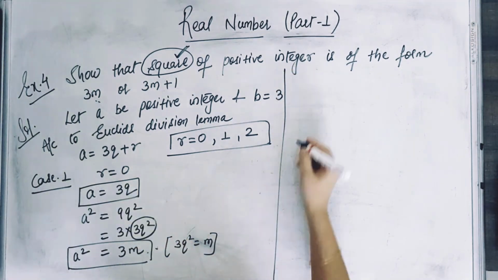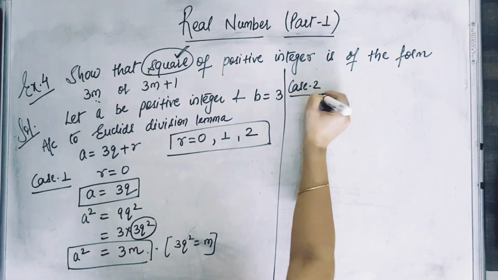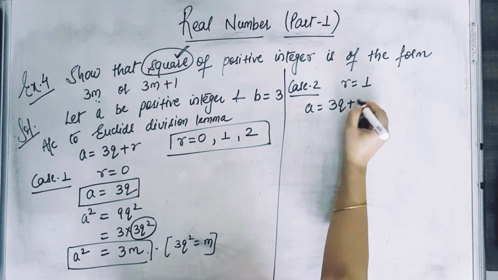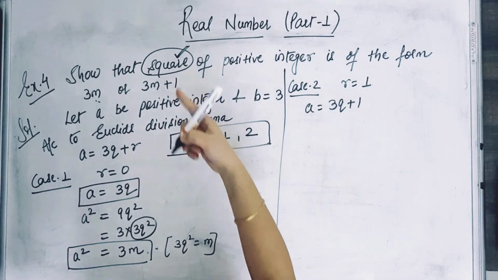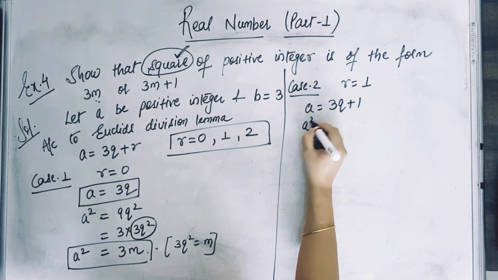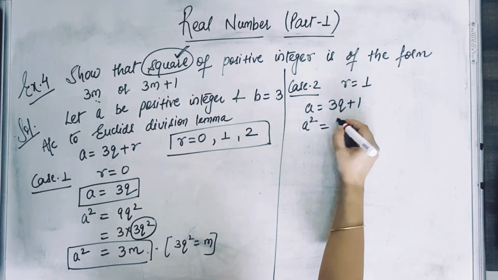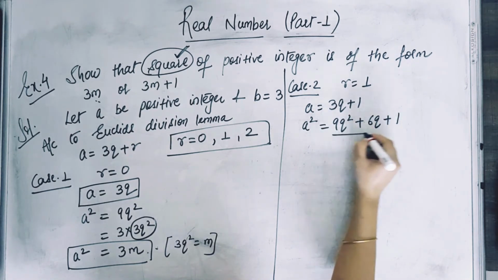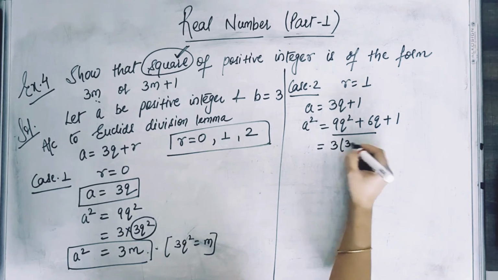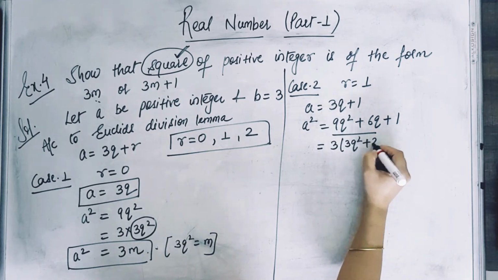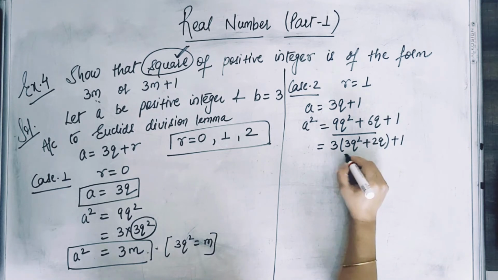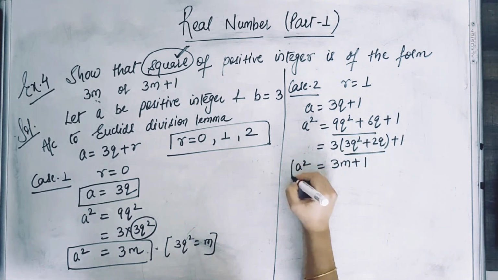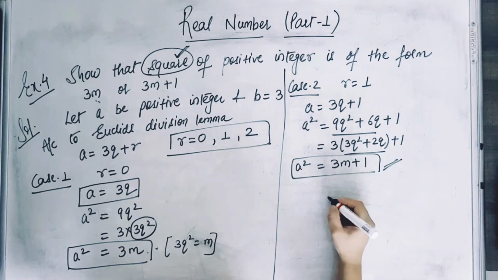This was about case 1. Similarly, case 2, where r is 1, so a will be 3q plus 1. Because in the question they have mentioned we have to do square, again on squaring, a plus b whole square, we get 9q square plus 6q plus 1. We'll take 3 common from here, so we get 3 into 3q square plus 2q, plus 1. We'll assume the bracket value to be m. So we get 3m plus 1.